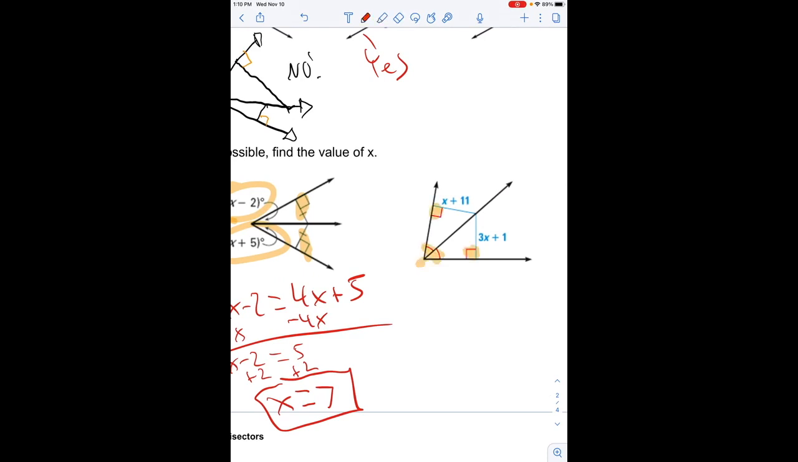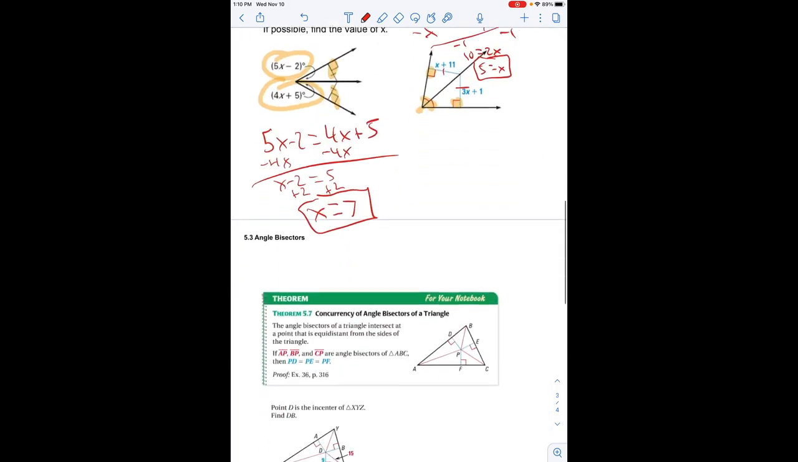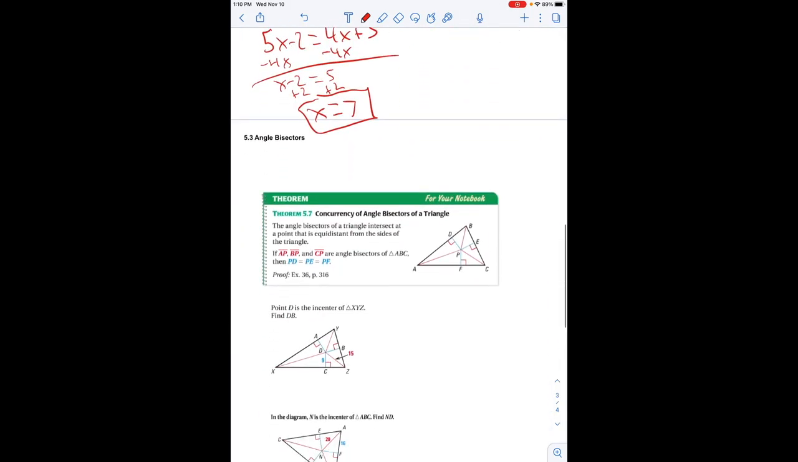And over here, again, I see I've got right angles and equal angles down here. So I know that those distances are going to be the same. So once again, I can set them equal to each other. Get x by itself, subtract 1, and I'm left with 10 equals 2x, which means x equals 5.